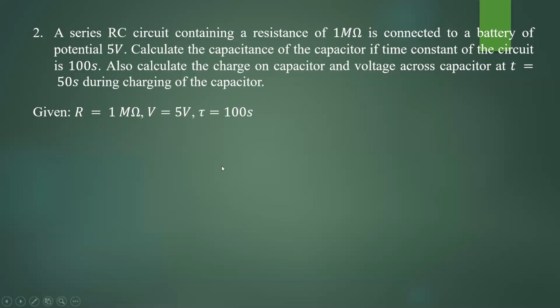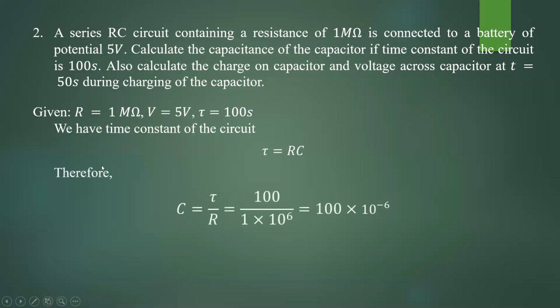Okay, definitely that is right. We have the time constant of the circuit, tau is equal to RC. Therefore, C will be equal to T by R. What is T? It is 100 seconds. What is R? R is 1 mega ohm. Mega means 10 to the power 6. Then it will be 100 into 10 to the power minus 6, because 1 by 10 to the power 6 means 10 to the power minus 6. That will be in farad. Therefore, C will be 100 microfarad. So the capacitance of the capacitor is found to be 100 microfarad.